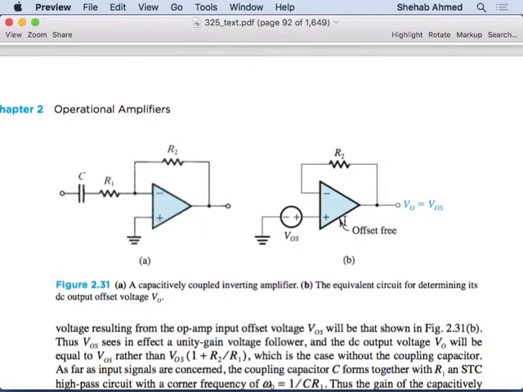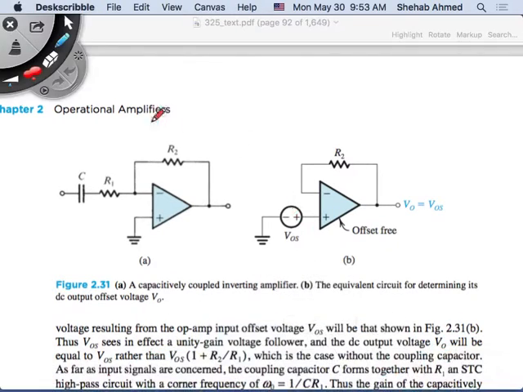Let's calculate the gain. Let's look at calculating the gain for this. This is a non-inverting amplifier, right? Equivalent circuit for determining its DC offset is V out. So let's make sure we calculate the gain for this. Actually, let's look at the gain for this circuit. Okay, this is what? An inverting amplifier, right? It's R2 over Z1. This is the gain for this circuit.